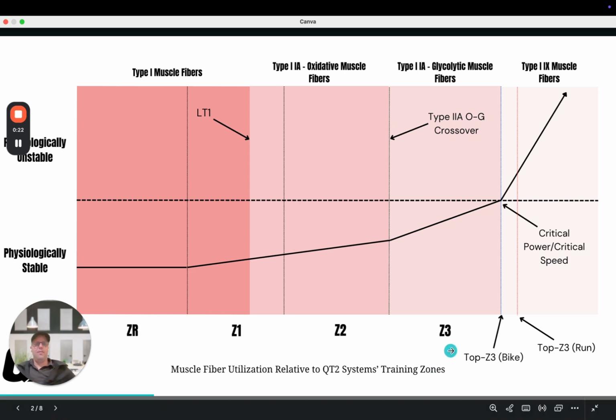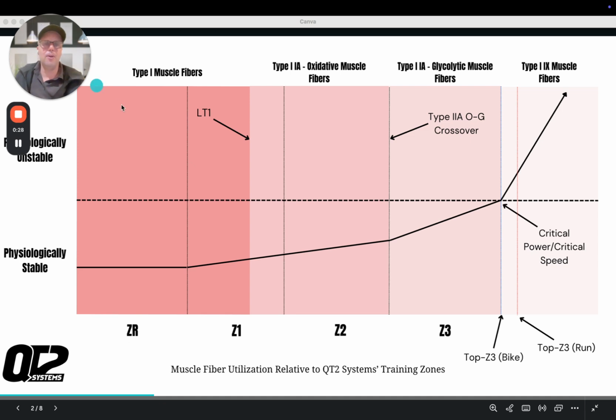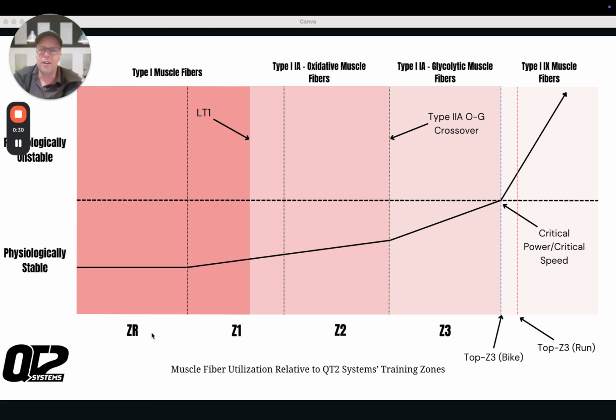Here we have a nice little table. Let me get myself out of the way here real quick. Okay, so on our x-axis, we have our training intensities: Zone R, which is our recovery zone, zone 1, which is our steady state training, zone 2, which is our tempo, zone 3, sub threshold tempo, and then above intensity. And on the y-axis, we have physiological stability.